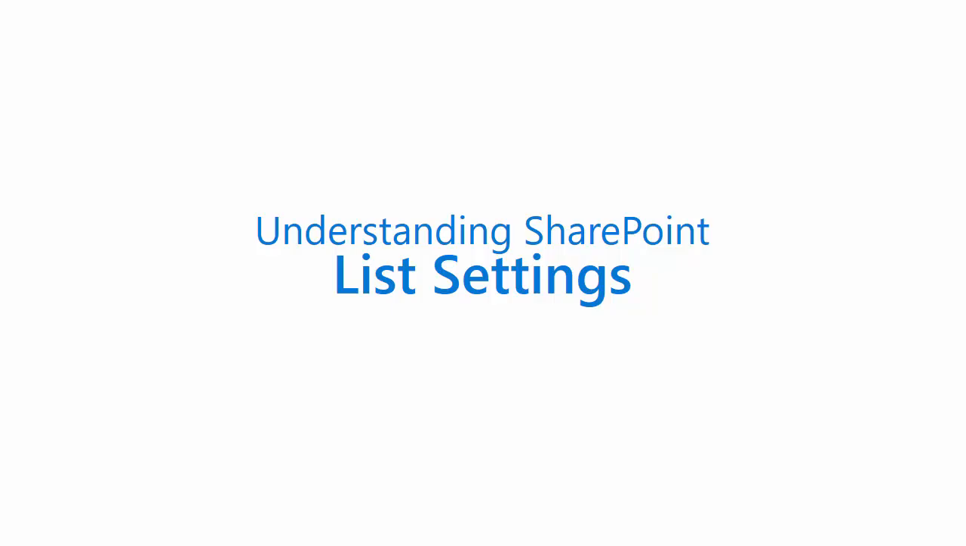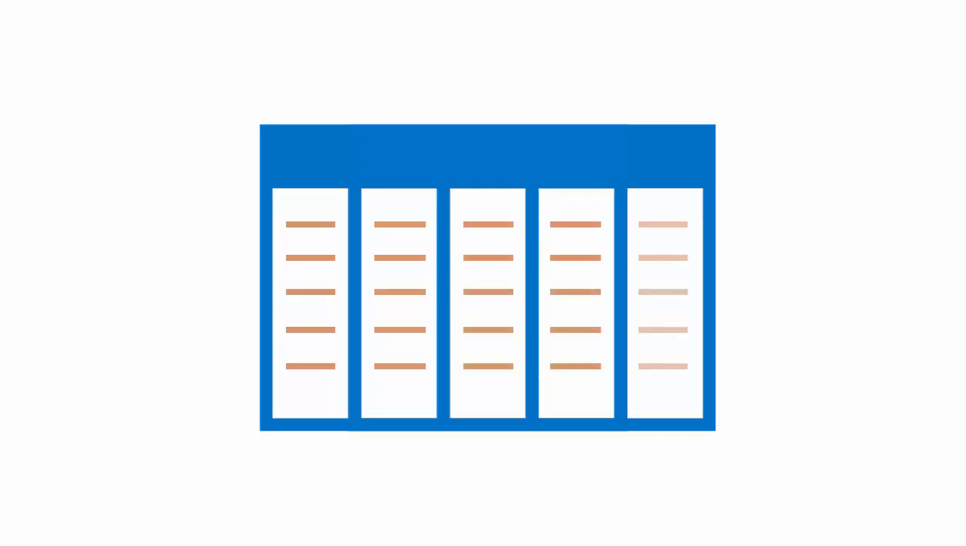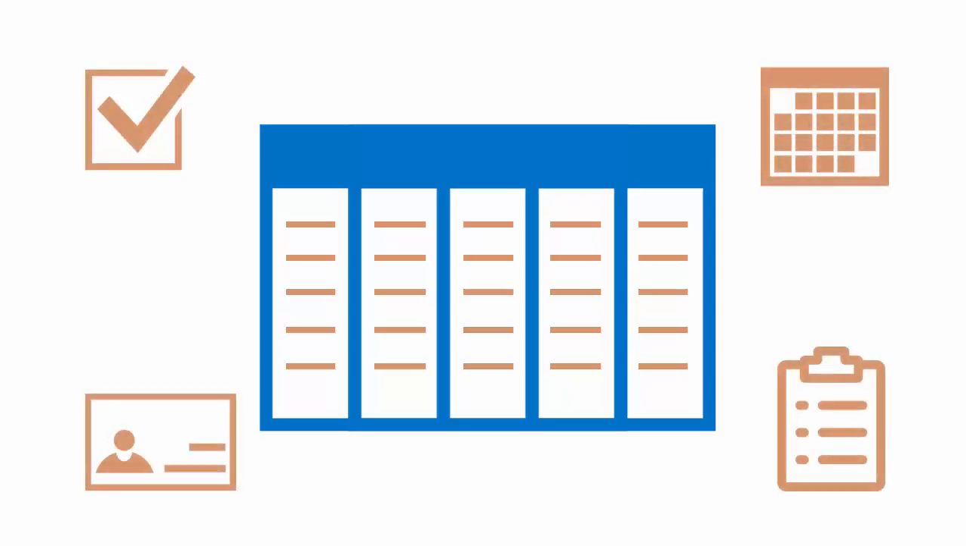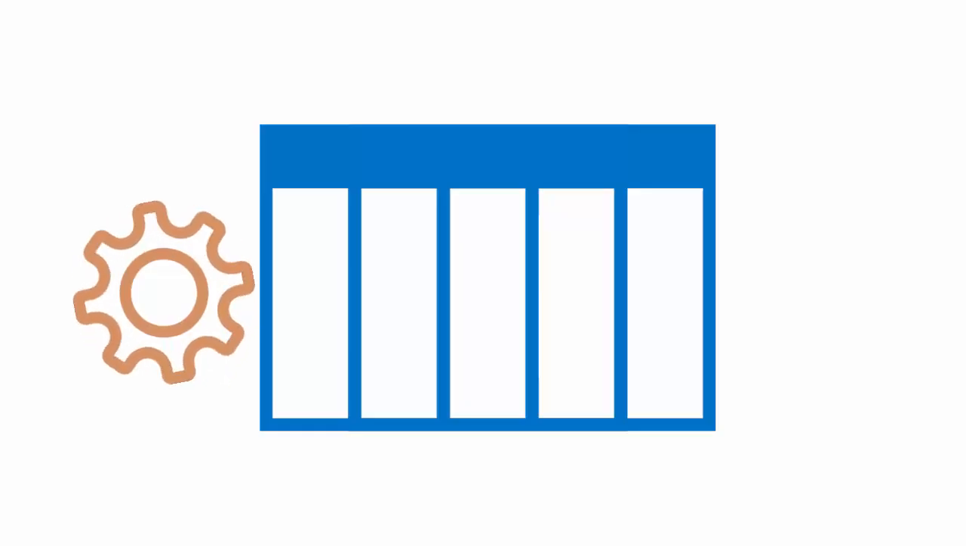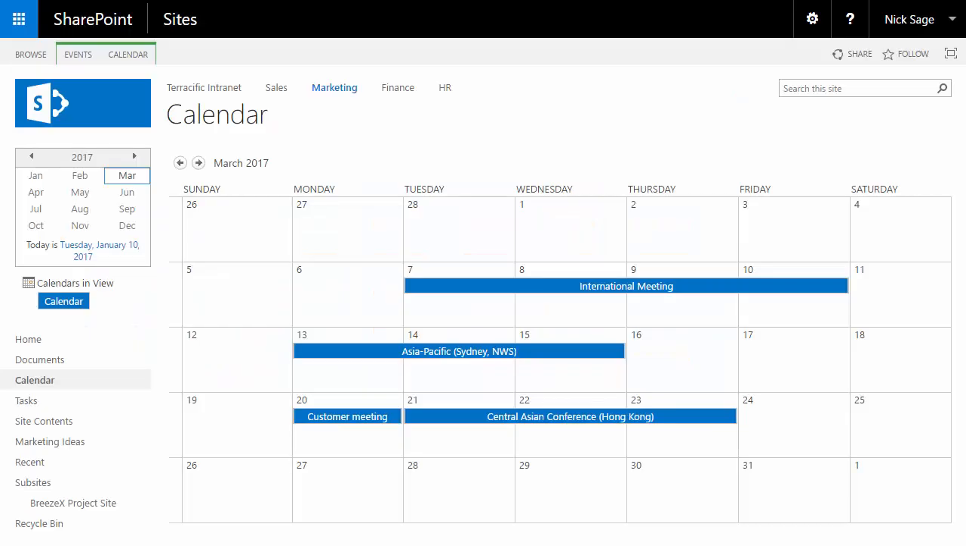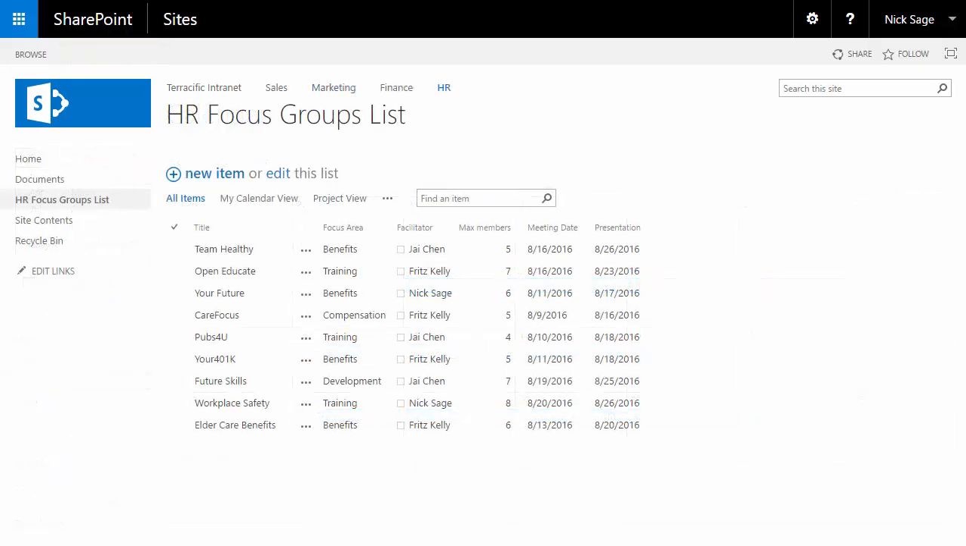Lists are the building blocks of SharePoint sites, and you'll find nearly all information is stored in some type of list. SharePoint offers predefined list types, such as project tasks, contacts, calendars, issue tracking, and other commonly used apps to enable collaboration. And as we'll see in another clip, custom lists can also be created to address more specific business needs.